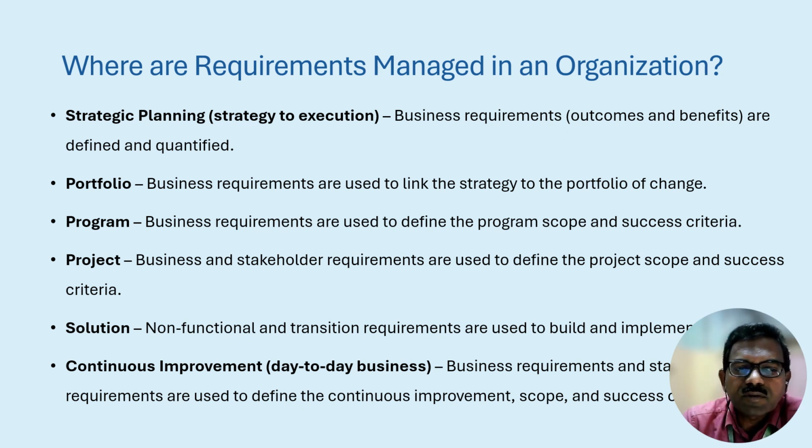Strategic planning, portfolios: business requirements are used to link the strategy to the portfolio of changes. So we have to align different users, different developers, their portfolios, and fix that up. Program business requirements are used to define the program scope and success criteria. Development is a continuous process, right from the initialization to the closure. So where we have the different stages, different landmarks, those we have to fix up through the scope, and we have to define the success criteria, whether we achieve those requirements at that point of time.